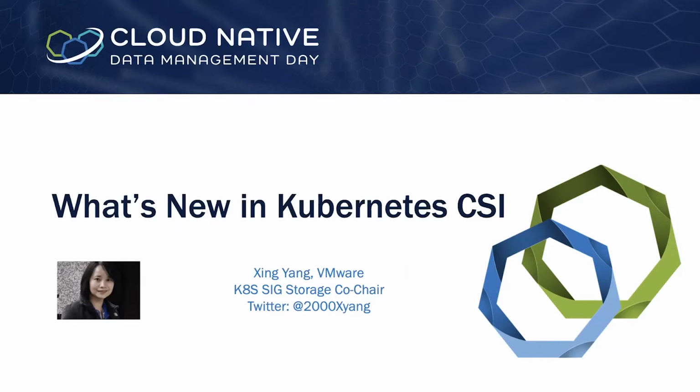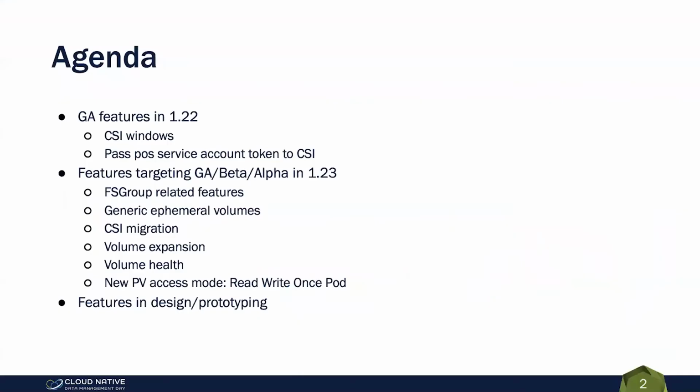Today, I will talk about what's new in Kubernetes CSI. Here is today's agenda. I will go over the Kubernetes CSI features that moved to GA in 1.22 releases and talk about features we're working on for the 1.23 release.